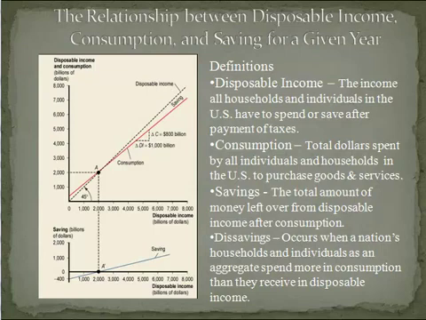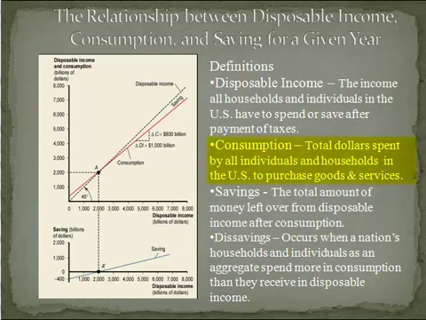Before we go any farther, there are some important definitions for you to understand. Number 1, disposable income. That is the income all households and individuals in the U.S. have to spend or save after the payment of taxes. So what can you do with your disposable income? There's only two things that you can do with your disposable income. You can either consume or buy goods, or you can put your money away in savings.